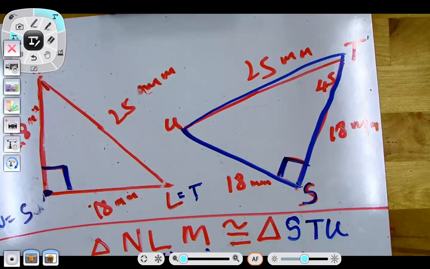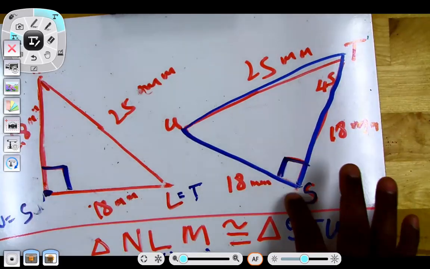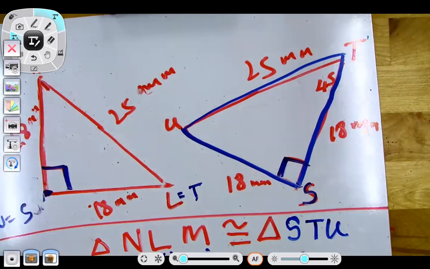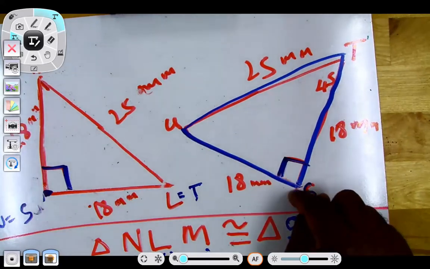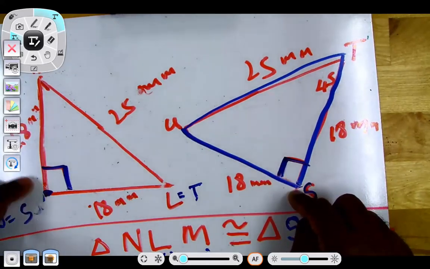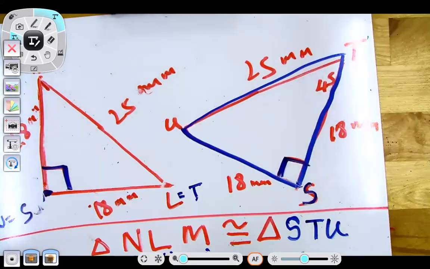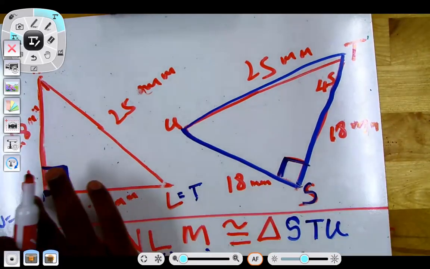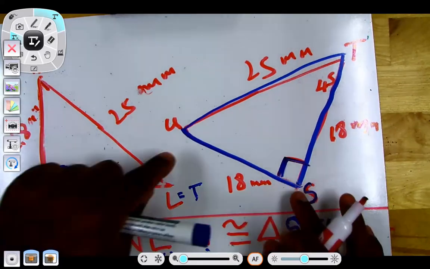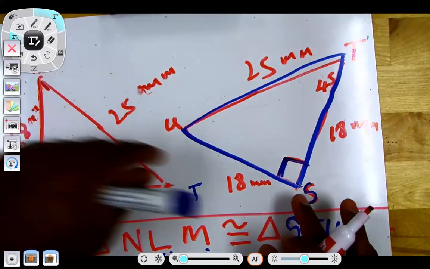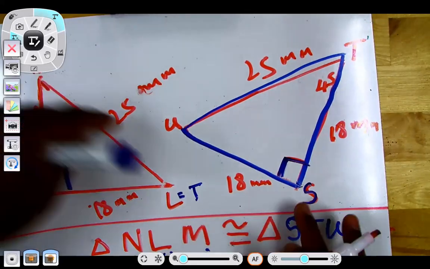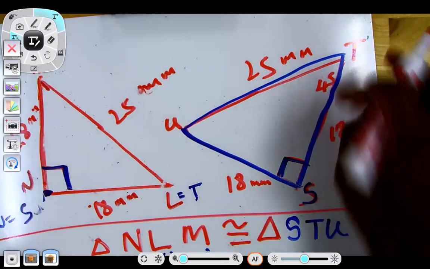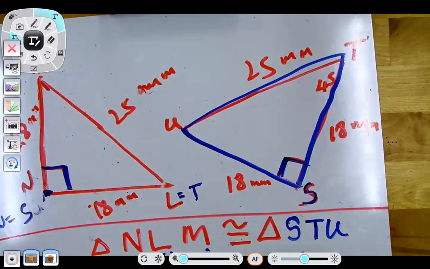So what did I do? We basically take the corresponding parts and fit on it. So I know S is right angle and N is a right angle. So I fit N and S, and then I put the U over here. I bring the U because 18 millimeter, 18 millimeter. You can do the other way too. It's going to be working fine.